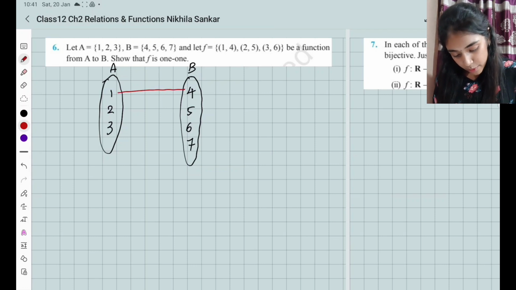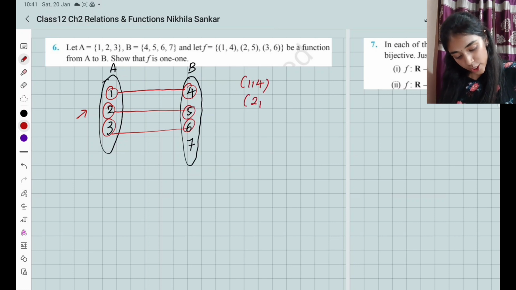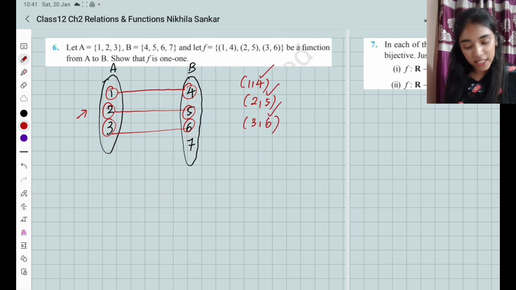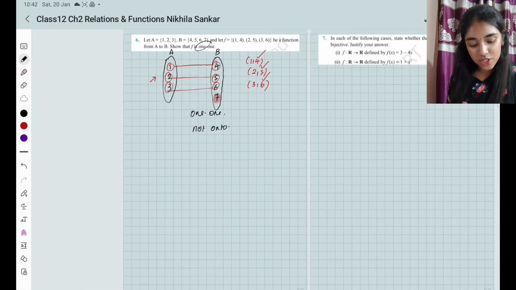So, 1 is mapped to 4, 2 is mapped to 5 and 3 is mapped to 6. So, on the input side, I see that each and every value is mapped to a unique value. Correct? You have 1, 4, you have 2, 5 and you have 3, 6. There is no repetition. All the images are unique, which means this is going to be a one-to-one function. The question does not ask about onto, but what do you think about onto? Here, 7 is not used at all. So, this is not onto. Okay. The question does not ask, but I am just writing it for your clarity.